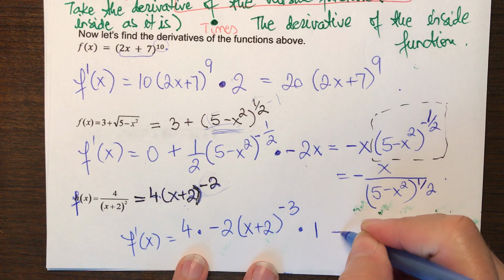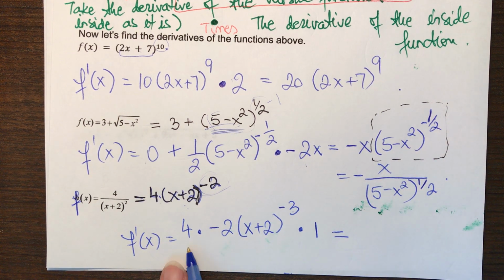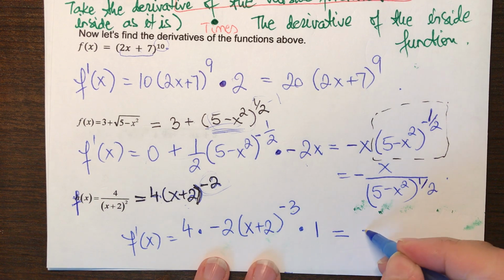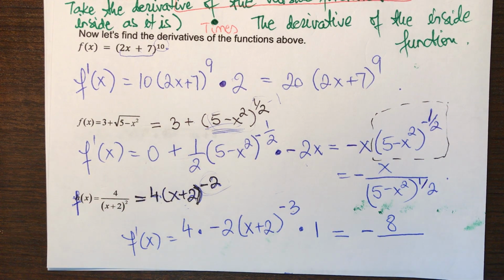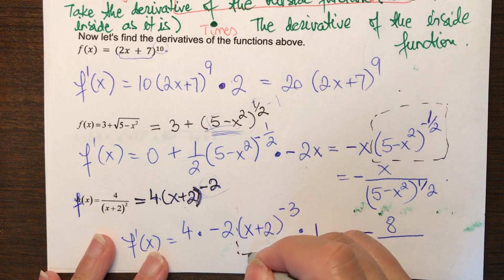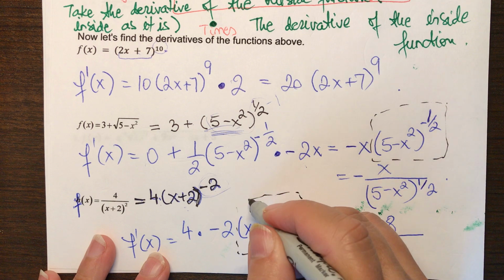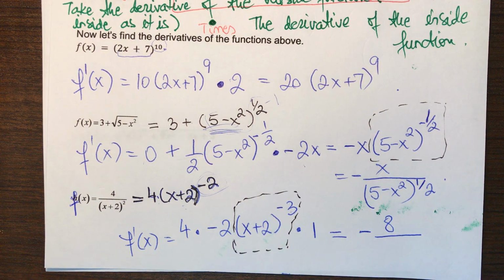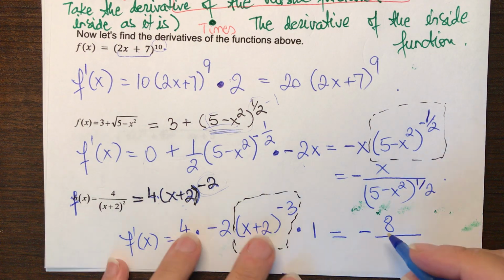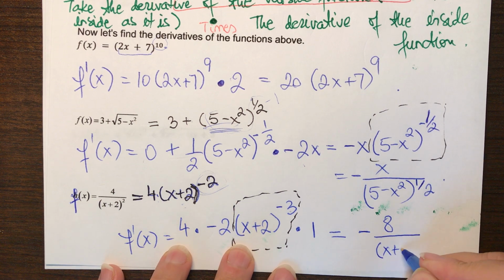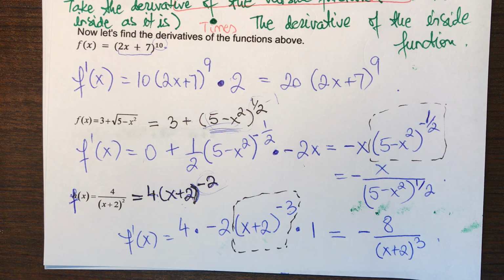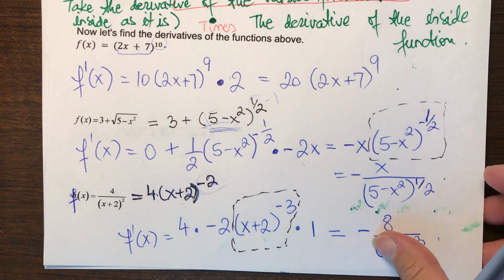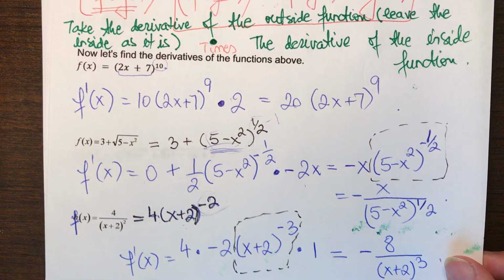Okay, so now let's put this together. What do I have? I have a 4 times a negative 2 times a 1. That's a negative 8. And then I have something with a negative exponent. And the part only that has a negative exponent will want a positive exponent. And we can fix that by throwing it in the denominator. So there you have it. Okay. All right, now all we have to do is practice this over and over again.